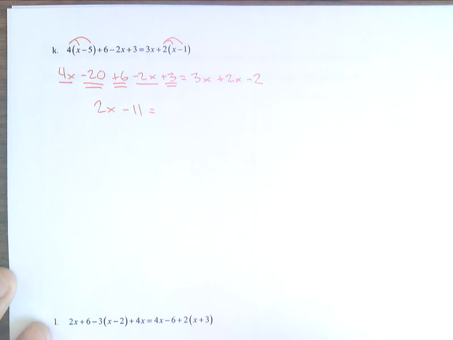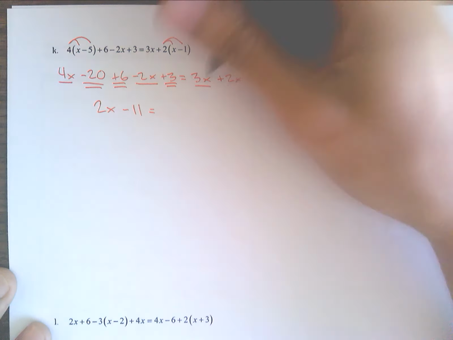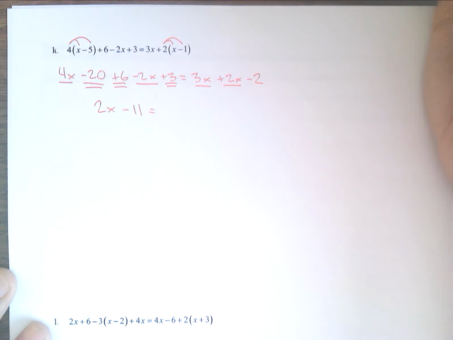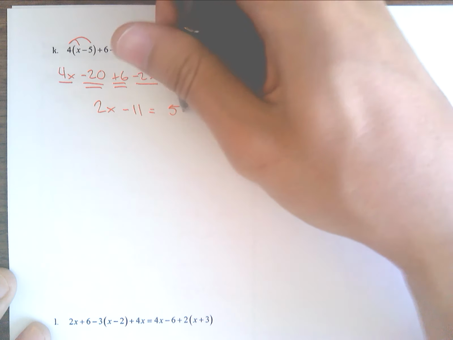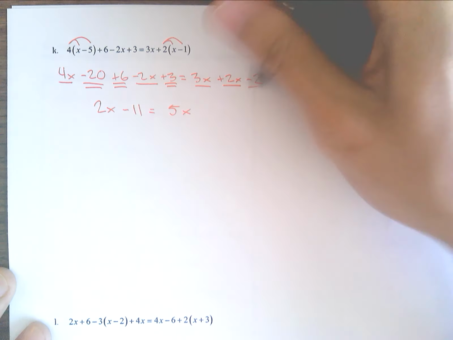equals, on the right-hand side, we have 3x and 2x. So 3 plus 2 gives us 5. So 5x. And then the minus 2 just tags along.